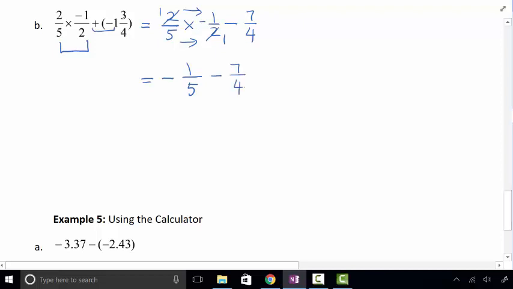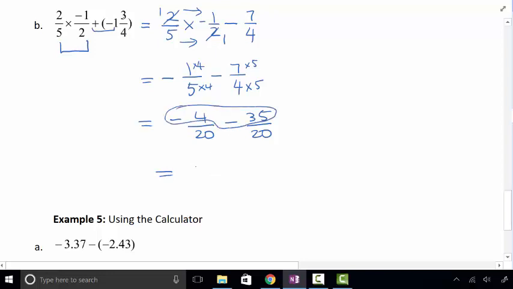Now because we're going to add or subtract, we do need common denominators. So multiply that by 5, multiply this by 4, this one by 4, this one by 5. And so you get negative 4 over 20 minus 35 over 20. And that gives you, again, it's negative 4 minus 35. That gives you negative 39 over 20. And that I should be able to change to negative 1 and 19/20. And that's the end of the question.